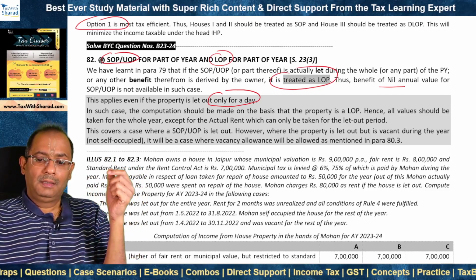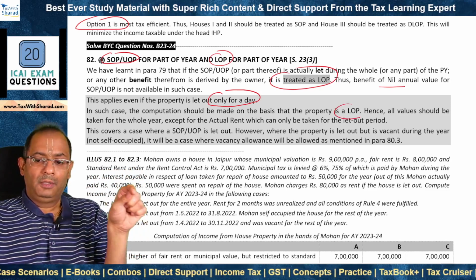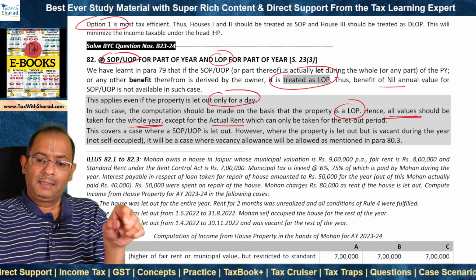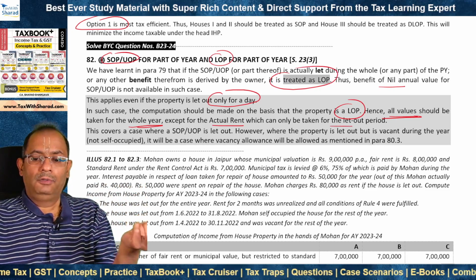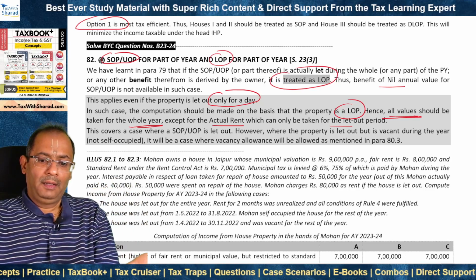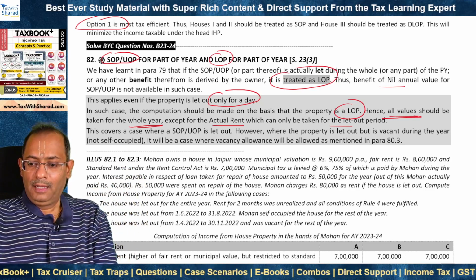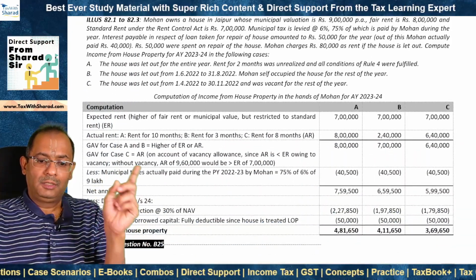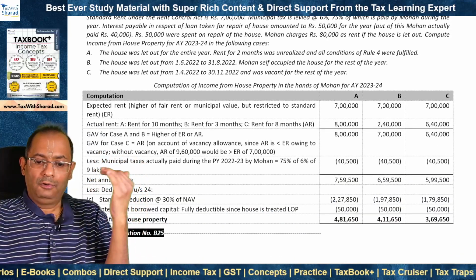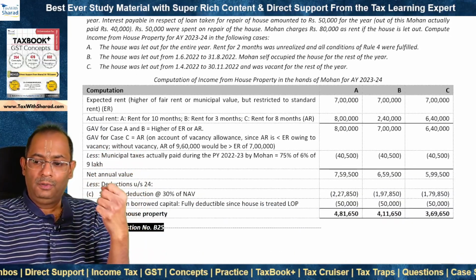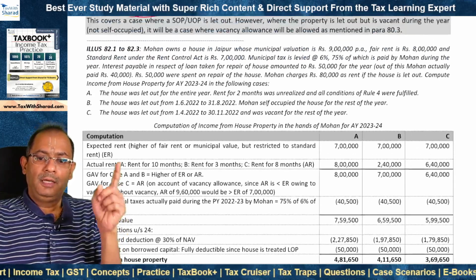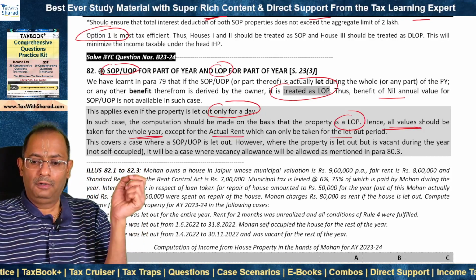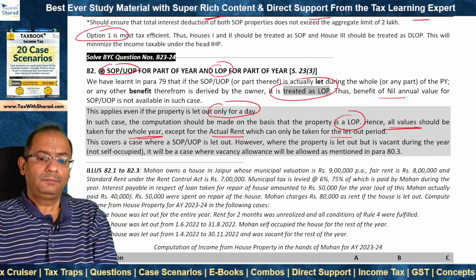In that case, what happens? The computation is made on the basis that the property is an LOP and all values should be taken for the whole year, except the actual rent, which of course can be taken only for the period the property has been let out, right? Otherwise, all other values, the values while computing expected rent, that means fair rent, municipal value, standard rent, deduction on account of municipal taxes, standard deduction, interest on borrowed capital, everything is taken for the full year except the actual rent, because it cannot be for the full year. It will of course be only for the period for which the property has been let out.